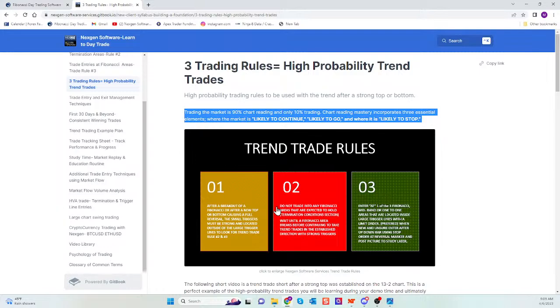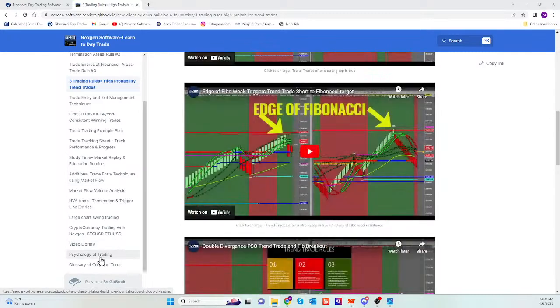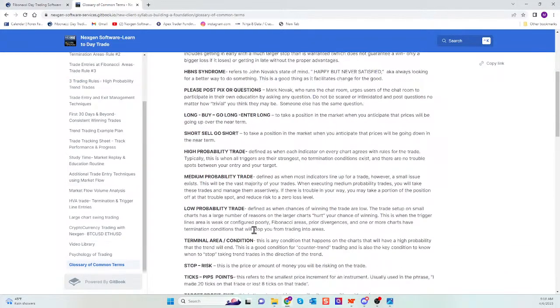Guys, where the market is likely to continue, we're going to use it for entries. Where the market is likely to go, you're going to understand targets. And where the market is likely to stop is going to keep you from trading into areas that may stop the market, guys. And this is what that high probability trend trade, what that knowledge does for you. It teaches you to recognize advantages and to be able to take trades from it. And the wonderful thing is that it's going to take you about 20 days to really start recognizing this high probability trend trade, and then it opens doors for you.